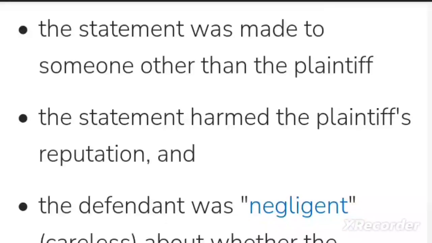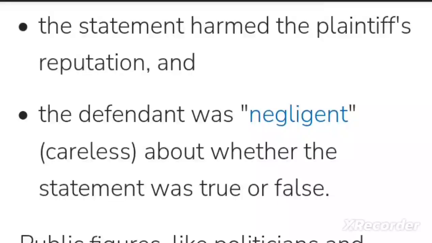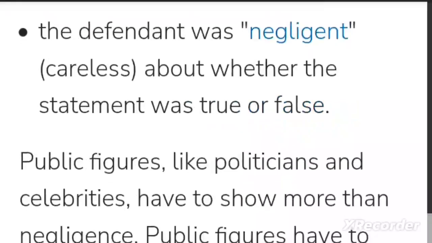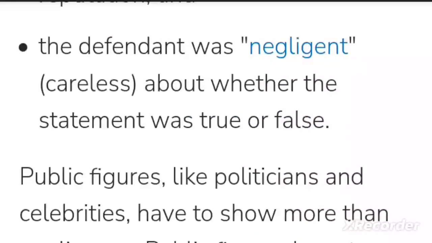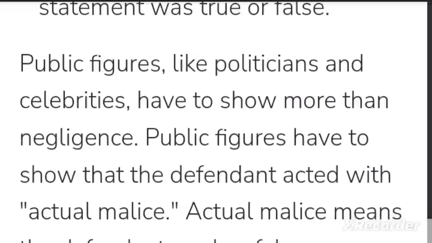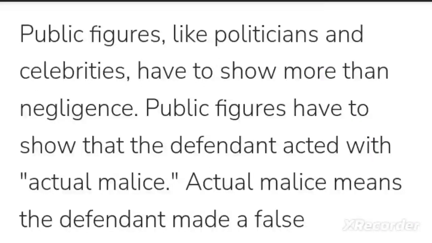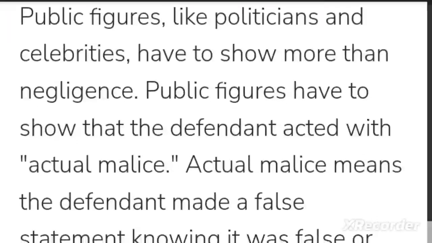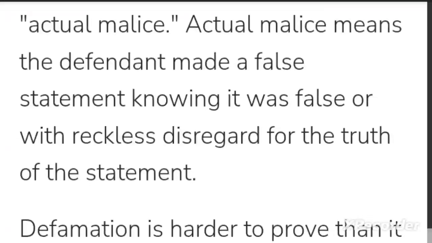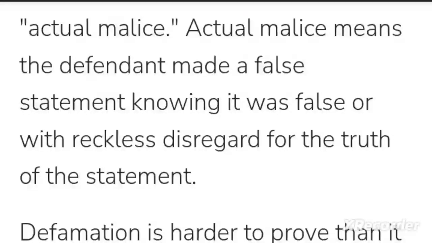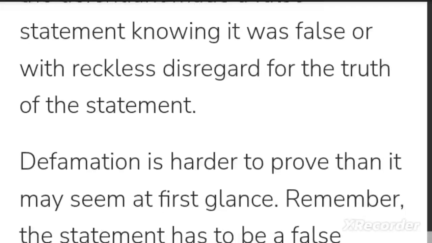Or the statement was made to someone other than the plaintiff, or the statement harmed the plaintiff's reputation, and the defendant was negligent, careless about whether the statement was true or false. So all of those things Mike and Michelle are guilty of. Public figures like politicians and celebrities have to show more than negligence. Public figures have to show that the defendant acted with actual malice. Actual malice means the defendant made a false statement knowing it was false or with reckless disregard for the truth of the statement.